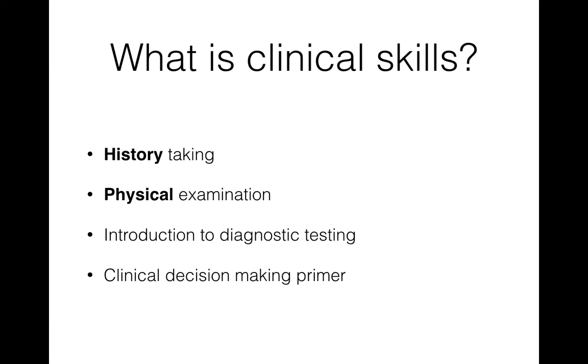Generally speaking, as you know, there's a lot of history and physical examination in clinical skills that may have poor or limited evidence behind it. So it's also about understanding how we integrate evidence and knowledge, and when to apply certain clinical skills that might be low yield or high yield. That's what we call the clinical decision making primer. But really, this is a focus on history taking and physical examination.